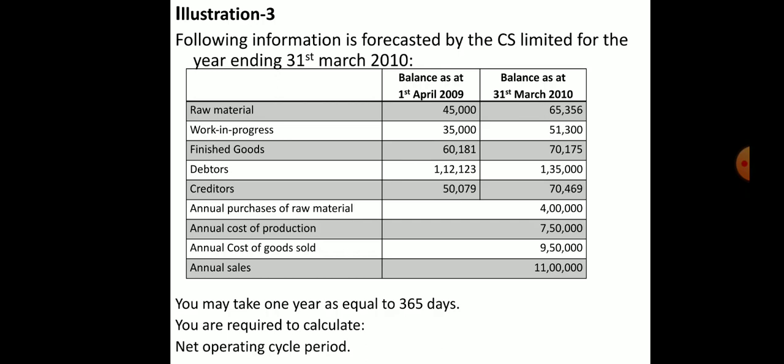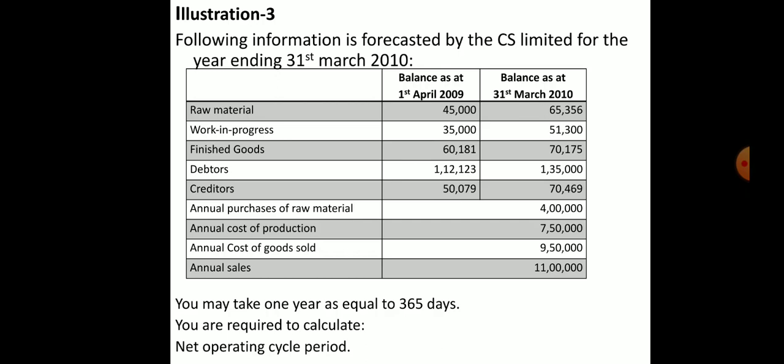Annual sales are also given. The next important point: you may take one year as equal to 365 days. In the previous videos we considered 360 days, but here we have to consider 365 days. If they do not mention it, we have to assume 360. If they mention it, we have to take the information they have given. So here we take 365 days.